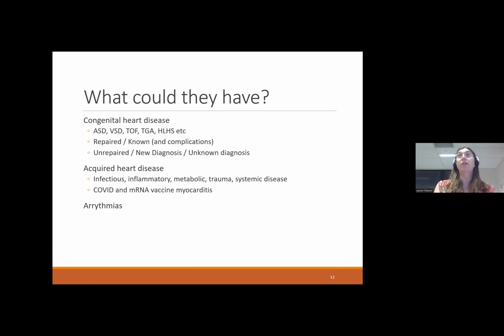Importantly, children do get acquired heart disease, and although not the majority of our work, infectious and inflammatory causes are quite important, but also metabolic causes, patients involved in trauma situations, and complications of systemic disease. And certainly, we are still in the middle of a pandemic, and SARS-CoV-2, the virus that causes COVID-19, as well as the mRNA vaccines used to prevent the serious sequelae, are both associated with myocarditis and other cardiac complications.